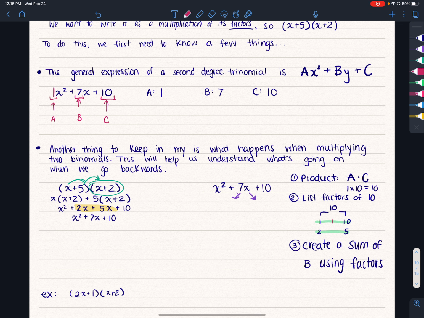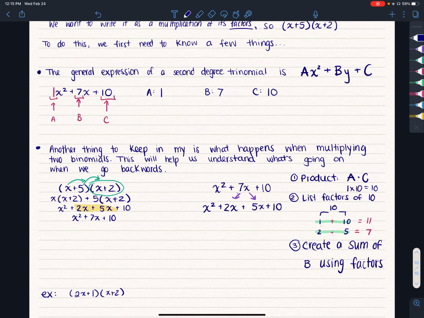We want to do, if 1 plus 10 will give us 11, 2 plus 5 will give us 7. Since our B value is 7, these are the factors we want. So this is telling us how we want to break this 7x up. We want to break it up into a 2x and a 5x, and that is going to help us in going backwards and factoring.